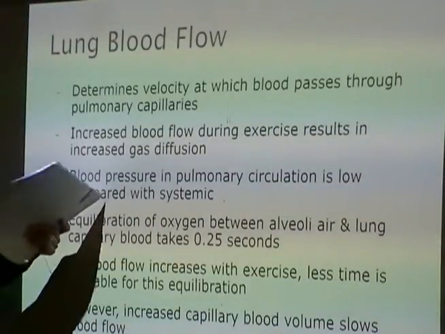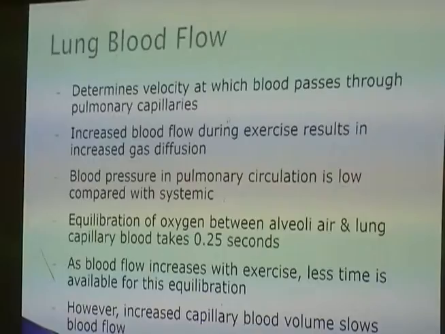So that means that the blood pressure in the systemic system has to be higher than it is in the pulmonary system. I want to be able to move blood from my arms, from my limbs, from my heart, through my lungs. So I have to have a low blood pressure in my lungs to move blood as quickly as possible there.